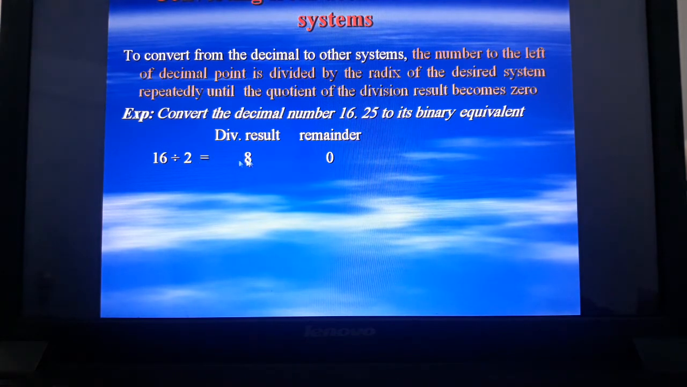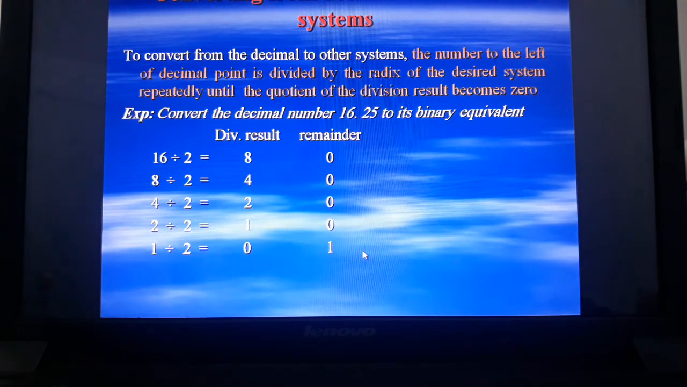The result of the division is 8 and the remainder is 0. Now we take the 8 again and divide it by the radix 2 and find the result is 4 and the remainder is 0. We take the 4 and divide it by 2 also. We find the result 2 and the remainder 0. Then the 2 is divided by 2. The result is 1 and the remainder 0. And finally, the 1 is divided by 2. We find now the quotient of the division result is 0 and the remainder is 1.